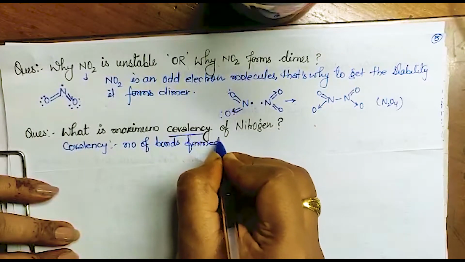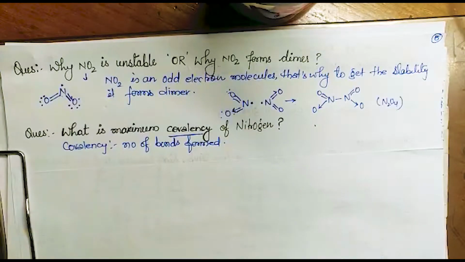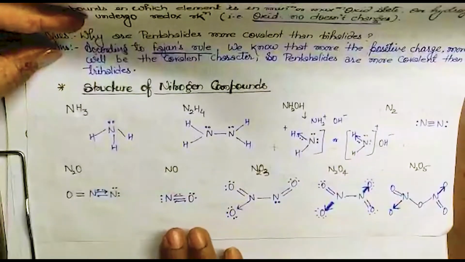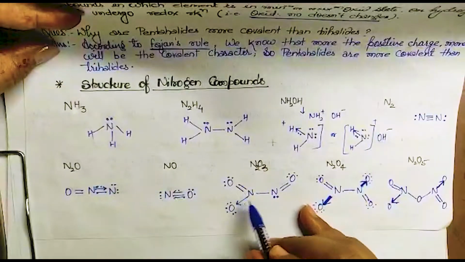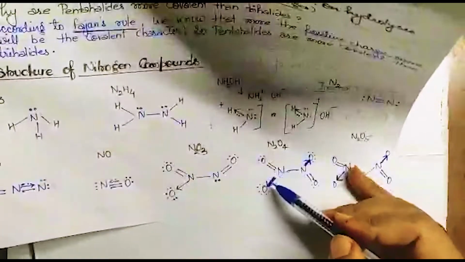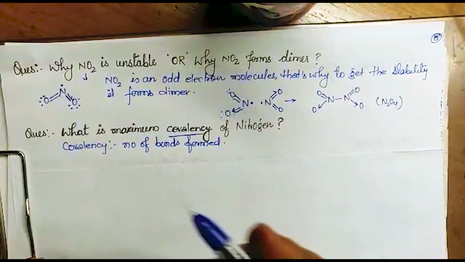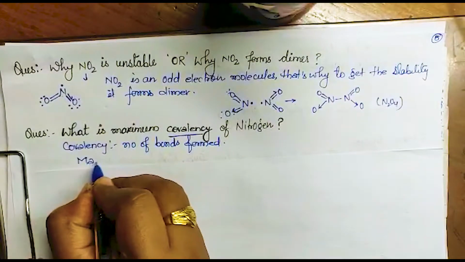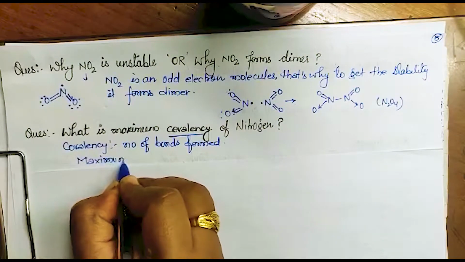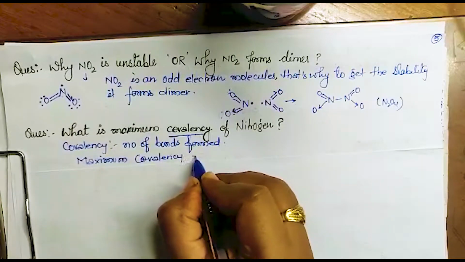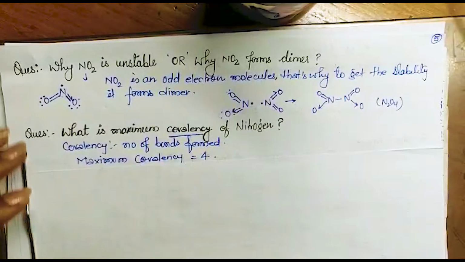If we check any structure for nitrogen, it will form a maximum of 4 bonds. Let me show you here. You can see it can form a maximum of 4 bonds: 1 2 3 4, 1 2 3 4, 1 2 3 4, everywhere. So this is the thing. The maximum covalency that you have to learn is 4. That is the point to learn: covalency is equal to 4 for nitrogen.